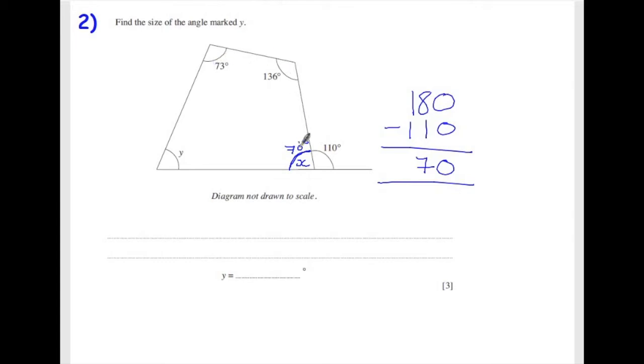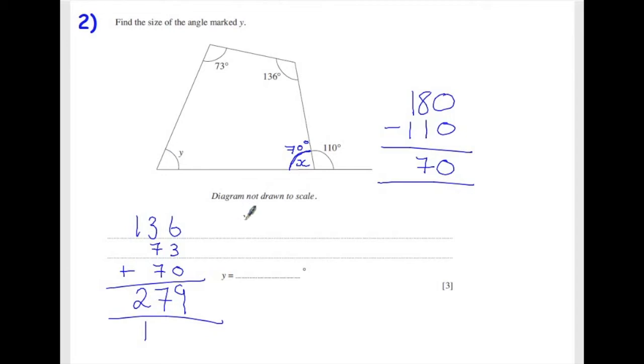Now that we know 3 out of the 4 angles within the shape, we can add them up. 136, add 73, add 70. 6 add 3 is 9, 3 add 7 is 10, add 7 is 17, 7 down carry 1, 1 add 1 is 2. So we have the sum of these three angles being 279. So to work out our missing angle, 360 take away 279 will give us our answer for Y.